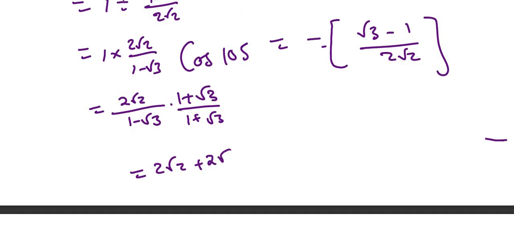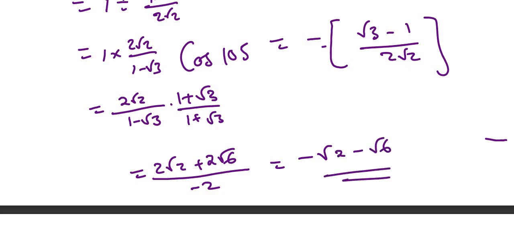Then down here you just have a negative 2, which can now be simplified as negative this minus root 6. Something like that. So this is what you're supposed to get. So the correct answer to this is what we are getting here.